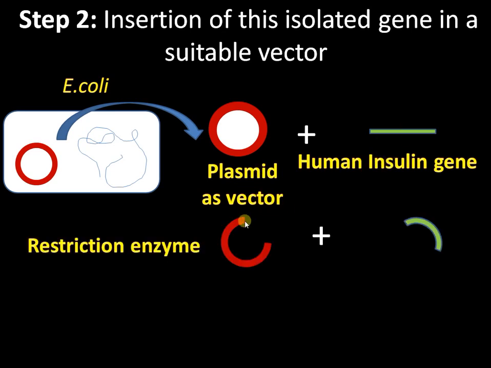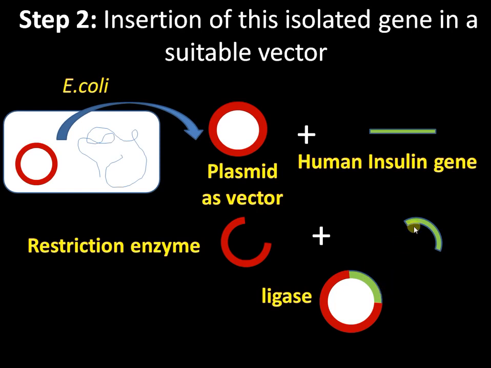First of all, we need to make a cut in the vector using a restriction enzyme. Restriction enzymes are enzymes that are capable of making internal cuts at specific sites in a DNA molecule. So we need to incorporate our insulin gene into this vector. I made a cut using the restriction enzyme, and now I have the gene. So I have incorporated my insulin gene into the vector and I seal the cut ends with the enzyme ligase.